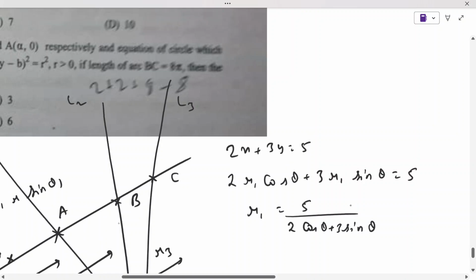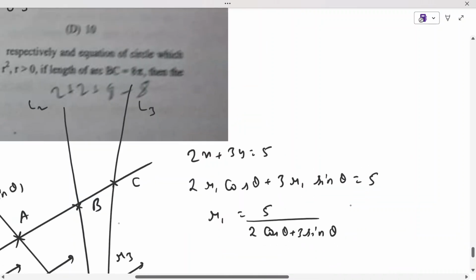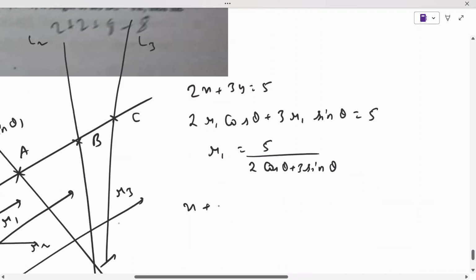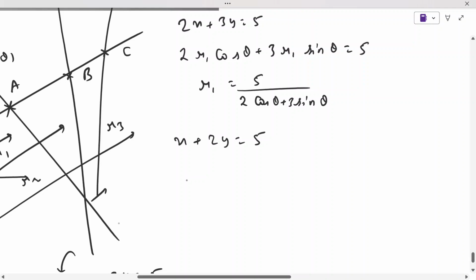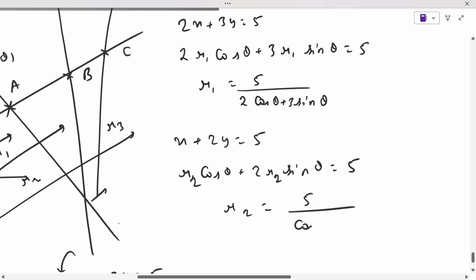The R2 I will write as x plus 2y equal to 5. Then I will just refer to y. So r1 cos theta plus 2 r1 sin theta equal to 5. This R2 actually is equal to 5. Then I will write R2 is equal to 5 upon cos plus 2 sin.